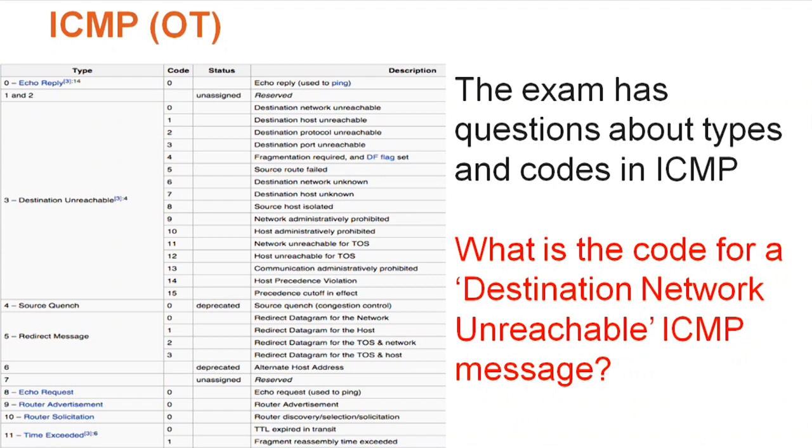Not type 4. You're going to see type 3 questions on the test and maybe a type 0, and a type 8 and type 11. You'll see a type 11 question also. Type 11 has codes 0 and 1. Code 0 is TTL expired in transit.